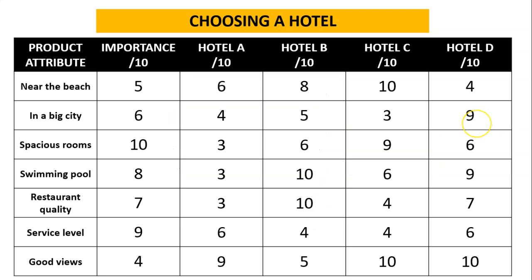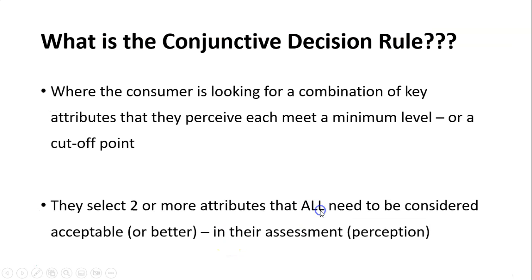Okay, to make sense of this, I'm going to start with a scoring model for choosing a hotel. As you can see, there are 4 hotels. There is a series of product attributes down here. They've been rated by importance, which is important for the compensatory decision rule. And then each one has been scored, for each hotel, each attribute scored out of 10. So the higher the number, the better the perceived quality.